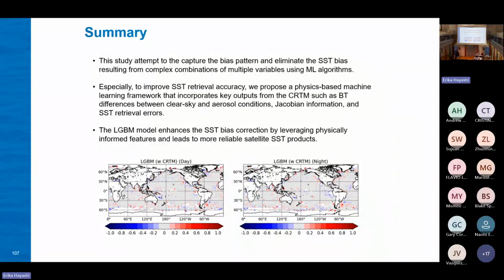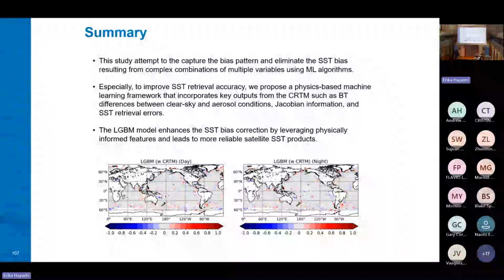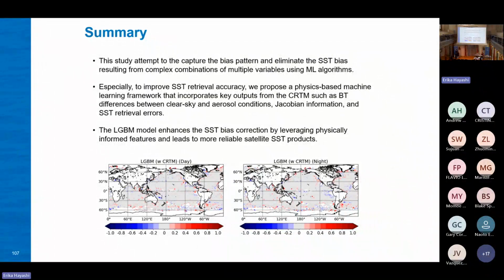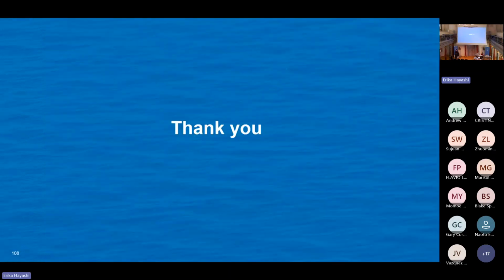The LGBM model, especially adding the CRTM information, enhanced the SST bias correction by leveraging physically informed features and leads to more reliable satellite SST products. For our further study, we plan to use the special 11 by 11 matchup grid to reduce this remaining local bias after the machine learning method. Thank you for your attention.